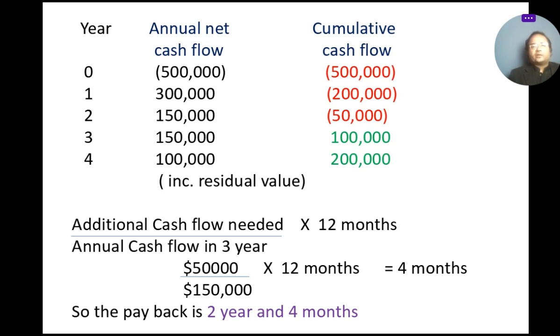So how will you find out in which year you can get your money back? Additional cash flow needed divided by annual cash flow in the third year, then multiplied by 12. So in the first year you get 300,000, with 200,000 remaining. In the second year you get 150,000, so in total you get 450,000, with 50,000 remaining. The 50,000 remaining after the second year will come back in the third year. So your required amount is 50,000 divided by 150,000, that is the third year investment, multiplied by 12, equal to 4 months. So your payback is 2 years and 4 months.